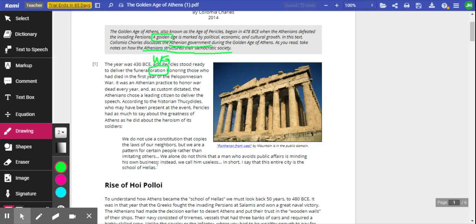According to the historian Thucydides, who may have been present at the event, Pericles had as much to say about the greatness of Athens as he did about the heroism of its soldiers. So it's setting us up for some quoted words here. And it tells us that the quote is going to be either about the greatness of Athens or about the heroism. So, quoted words.